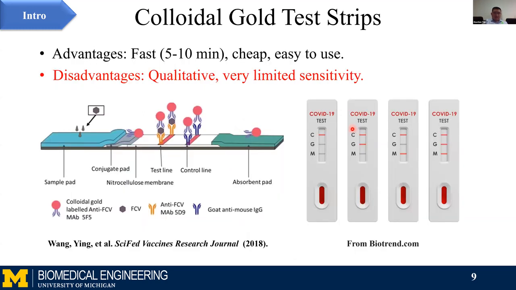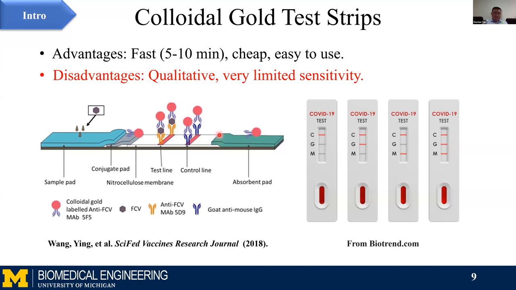The most traditional way of detecting IgG in the serum is called colloidal gold test strips. It definitely has a lot of advantages. For example, it's fast, cheap, and easy to use. Basically, just add one drop of blood on it, and you can get the result within 5 to 10 minutes. However, there are also several major disadvantages of this technology: this device can only provide qualitative results, and it has very limited sensitivity.